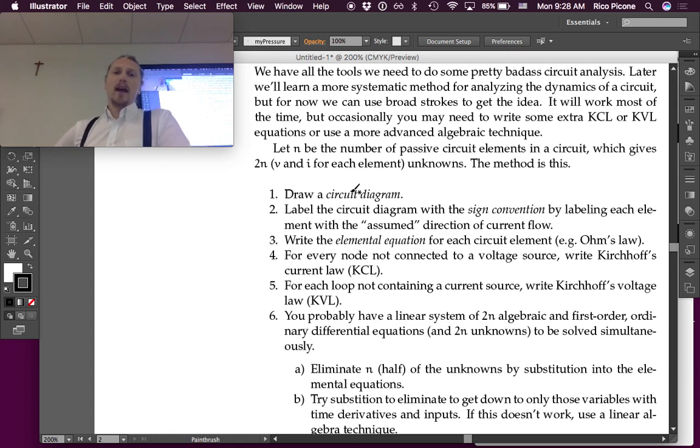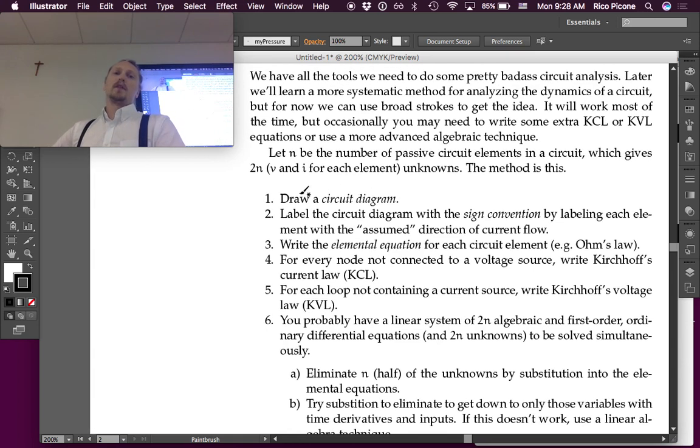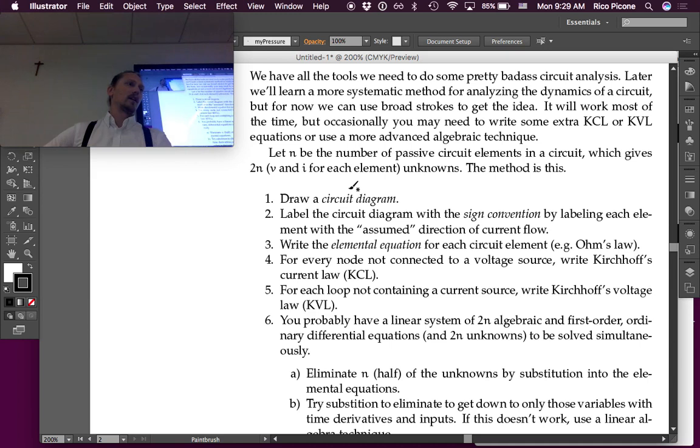So let n be the number of passive circuit elements in a circuit, which gives 2n unknowns. So the voltage and the current for each passive element is unknown. For any active element, an input to the circuit, like a voltage source or a current source, we'll know what the voltage or current is prescribed to be.